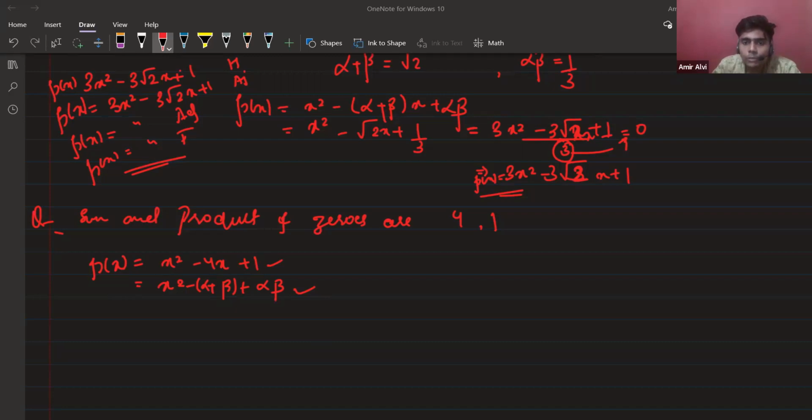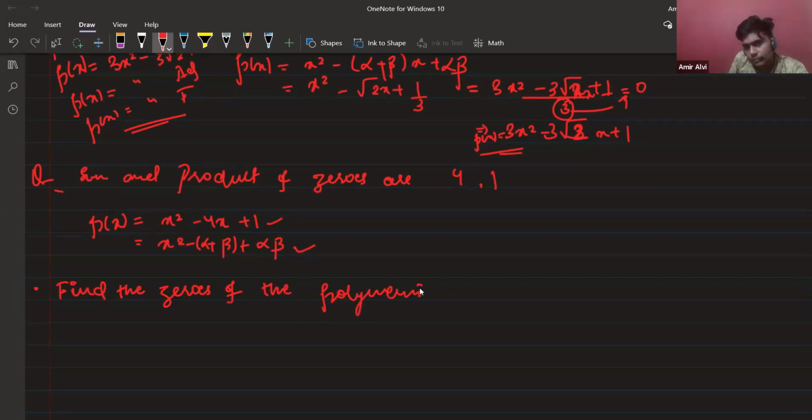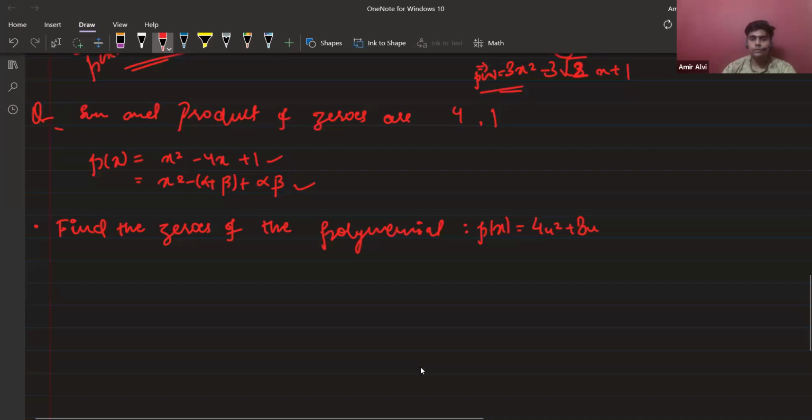I'm giving you one question. Can you solve it for me? Find the zeros of the polynomial. Basically, the polynomial is 4u square plus 8u. Can you find it? What are the zeros of the polynomial? I'm giving you 2 minutes to solve it. Basically, it's not a 2-minute question, it's a 1-minute question. Let me know the answer, all of you.